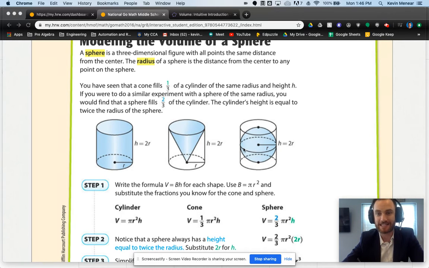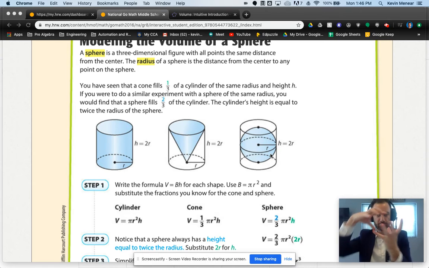Well, interestingly enough, we know that a sphere is not 1/3 the volume of this cylinder. It's actually 2/3 the volume of the cylinder. And that's for a specific sphere with a specific cylinder. Remember, we said the height is 2 times the radius. Well, why does this work?